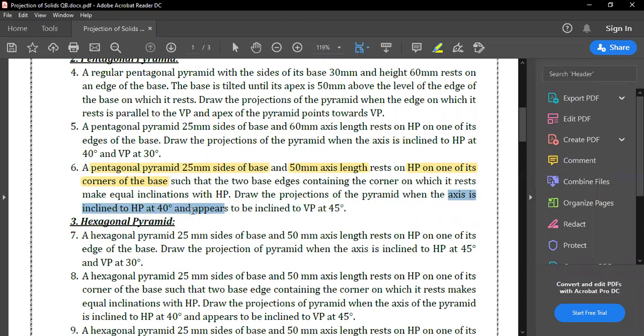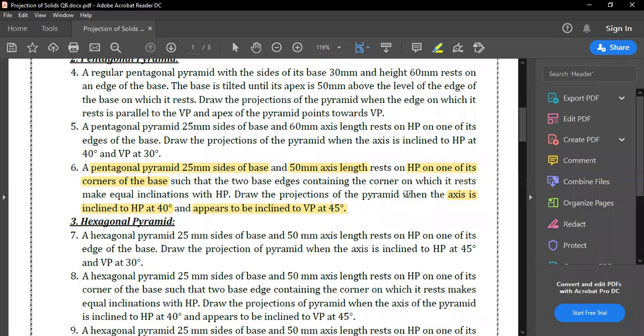when the axis is inclined to HP at 40 degrees and appears to be inclined at 45 degrees to VP. You know, this particular word appears, we have seen this before in projection of plane. So let me just revise that again.